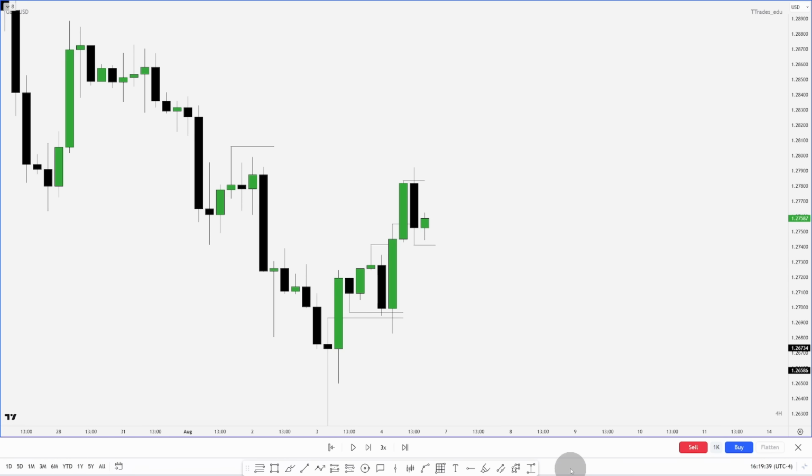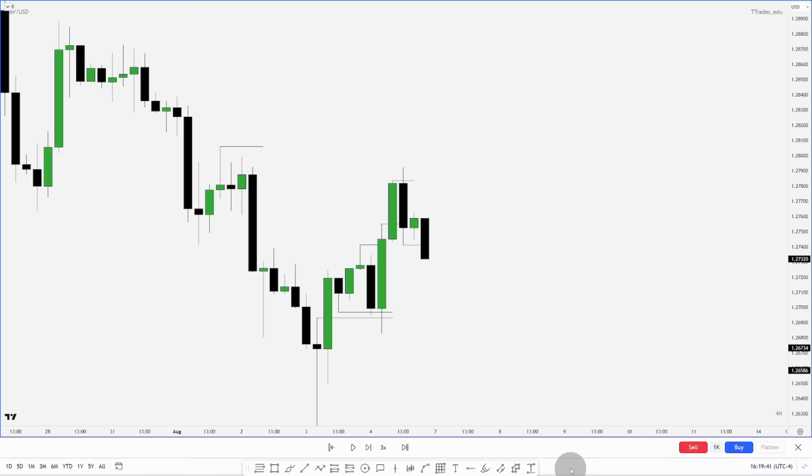And we have an inside bar. Let's see what happens. We do reach for this low. Now we close below this swing point and our previous candle. So I'd want to see it reach for this low.